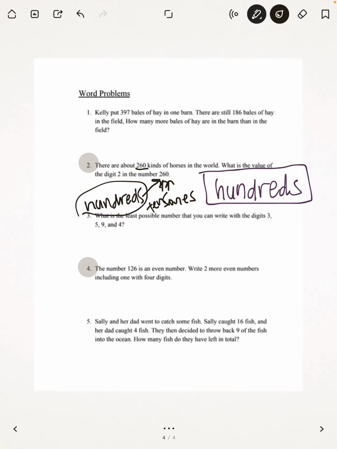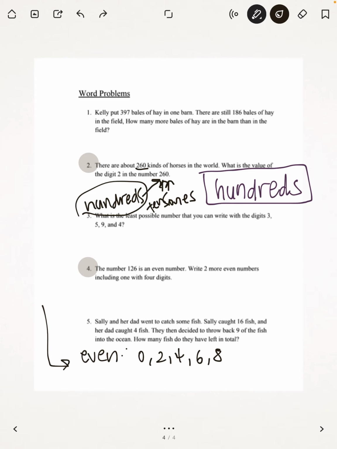the number 126 is an even number. Write 2 more even numbers, including one with the 4th digit. And on the second page we went over even and odd numbers, and I said that, I'm going to be writing it over here. An even number is any number that ends in a 0, 2, 4, 6, or 8. So in this problem, you could write any number that ends in any of these numbers. So I'm just going to give a few examples. Even though it says we also have to give one with the 4 digit.